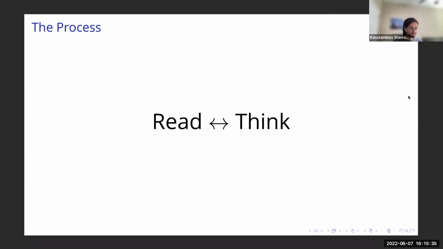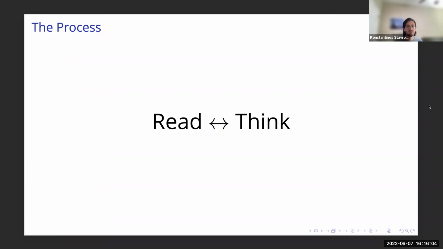Okay, so the process. Let's just go through the process of reading a paper. So the suggested process of reading a paper. Having said all the previous remarks, the verb read is not the only verb that one should have in their minds with respect to that matter.